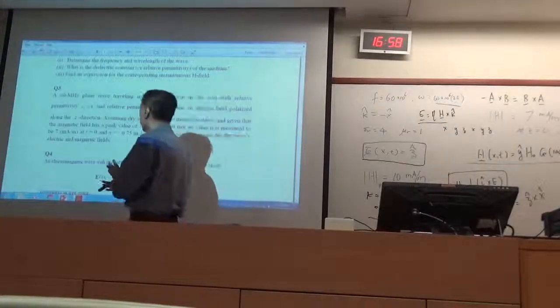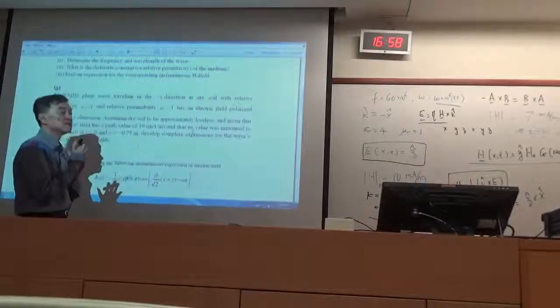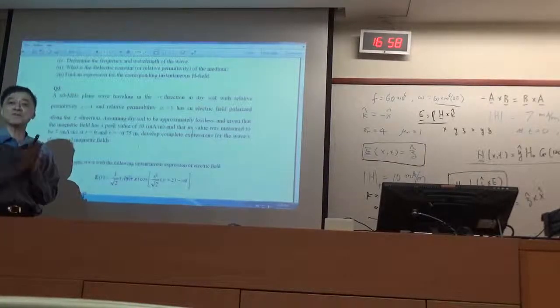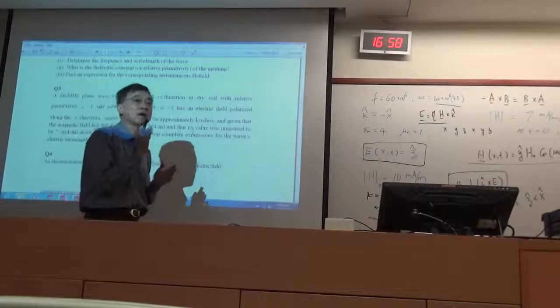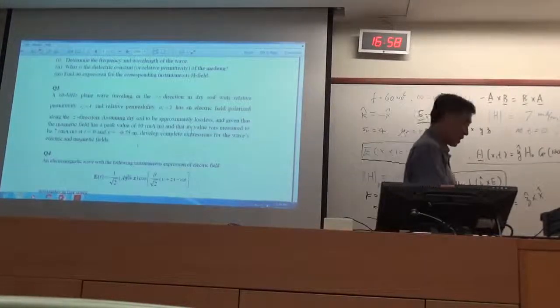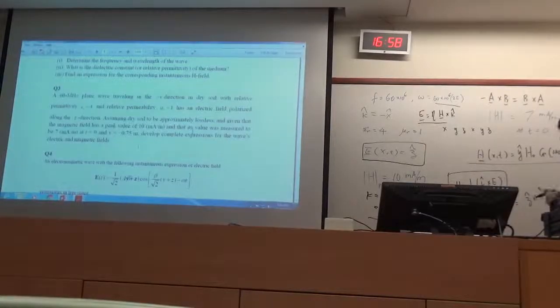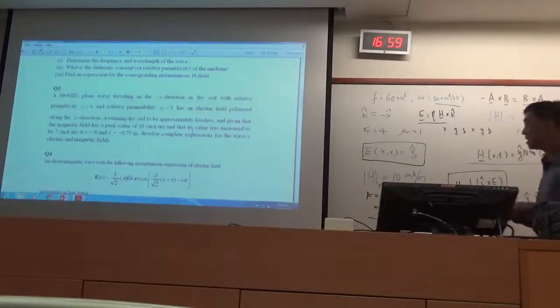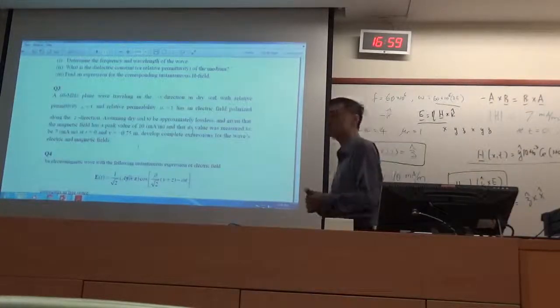Now, what is the next thing? The next thing is that the maximum magnetic field is 10 milliampere per meter. So what is the maximum here? Of course it's H naught, right? Because the maximum value of the cosine term is equal to 1. So this is the maximum, 10 times 10 to the power minus 3 ampere per meter.